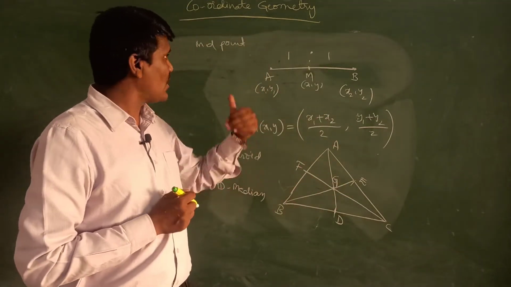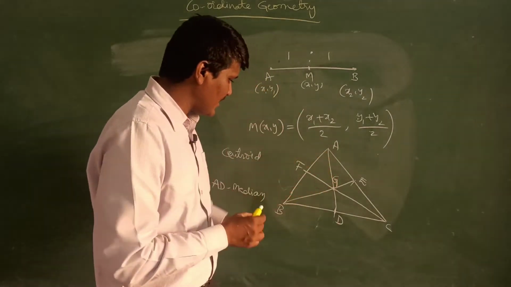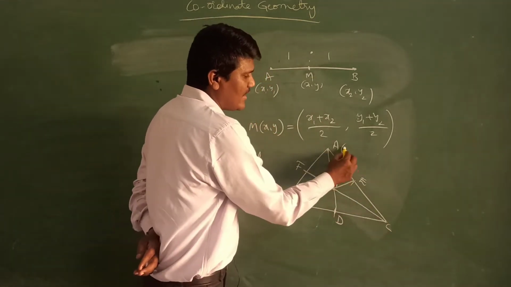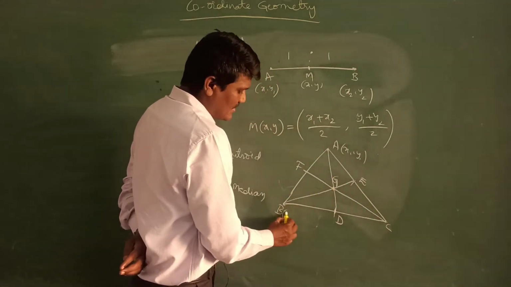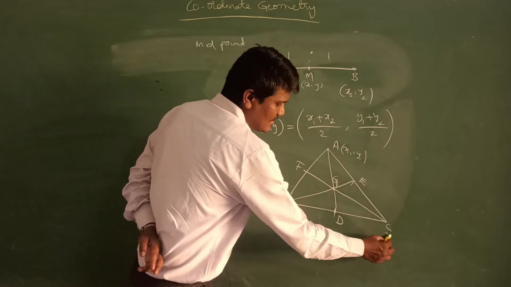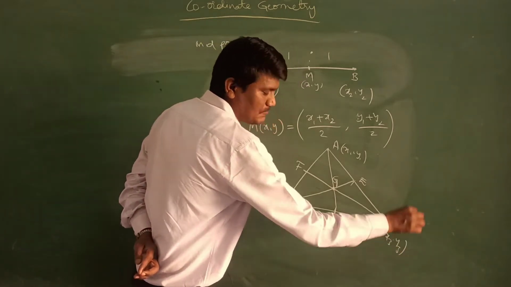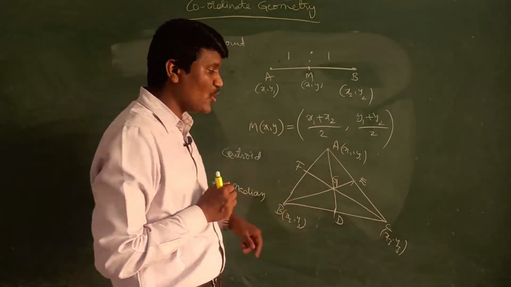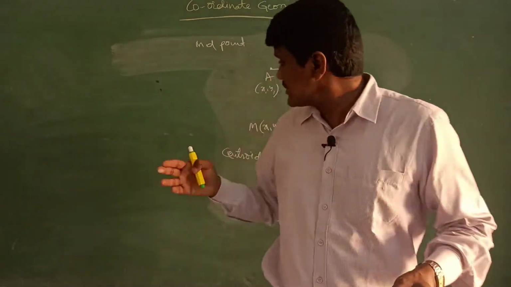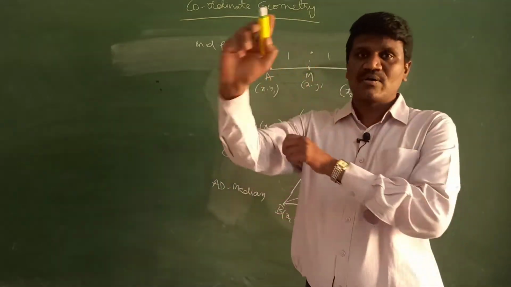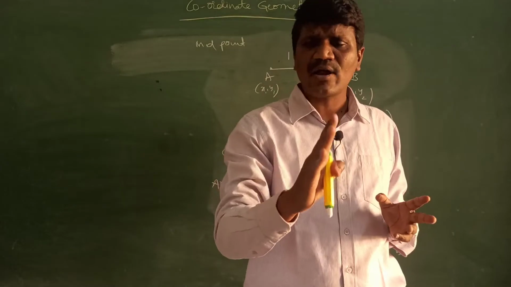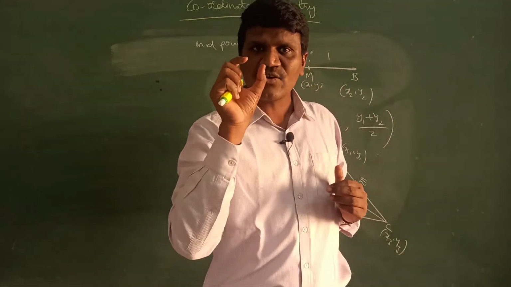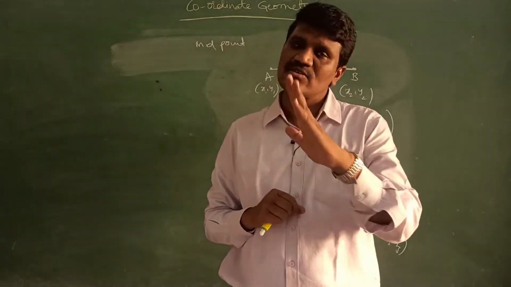Now, what is the formula for the centroid? For the centroid we have 3 points, in fact 3 vertices. A is (x1, y1), B is (x2, y2) and C is (x3, y3), the coordinates of the vertices of the triangle. The centroid formula is the most important formula. The question may be asked: what is the centroid? The centroid is the point of concurrence of the three medians of a triangle.